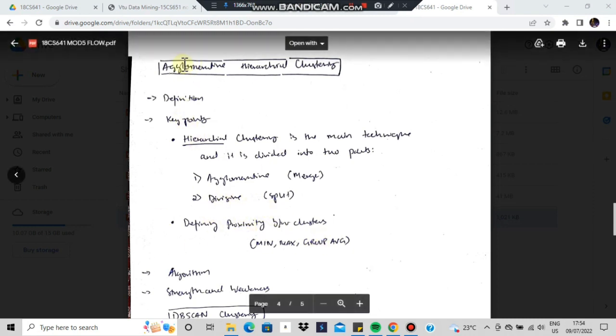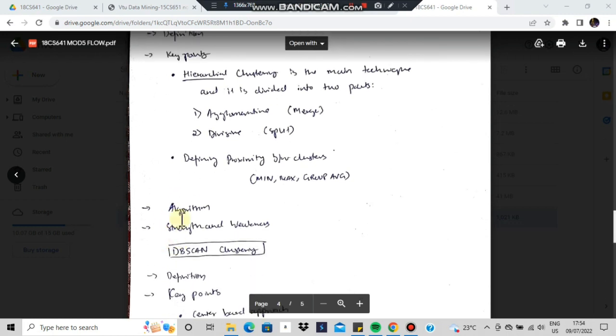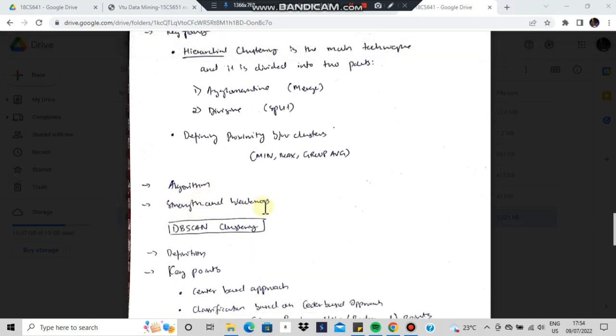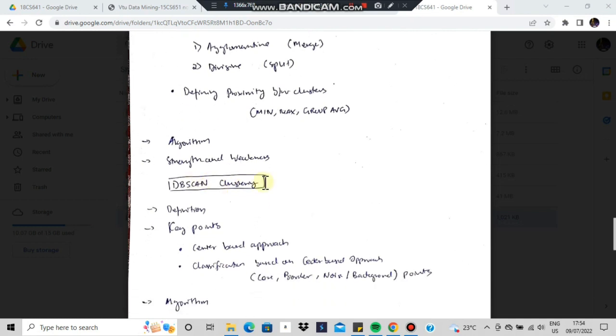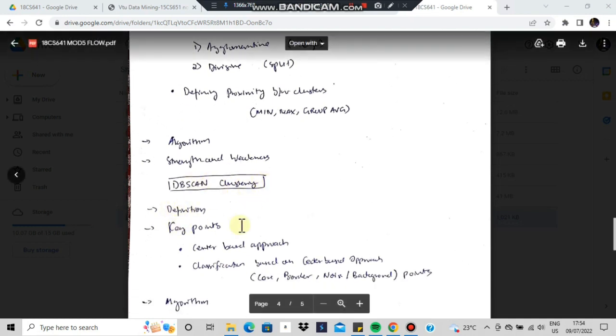Okay, that's what is there in the agglomerative and hierarchical clustering. Along with that we have the algorithm and the strength and weakness as well. Then we have DBSCAN clustering. In that we have the definition, key points.